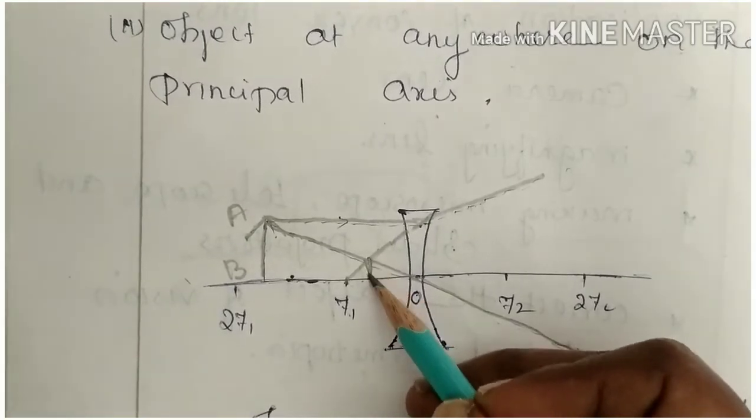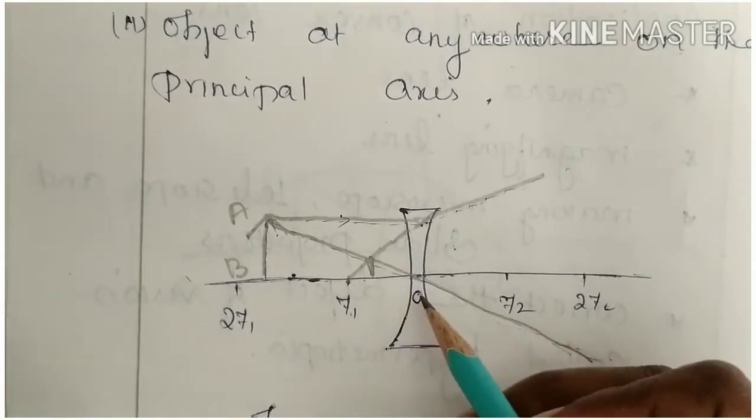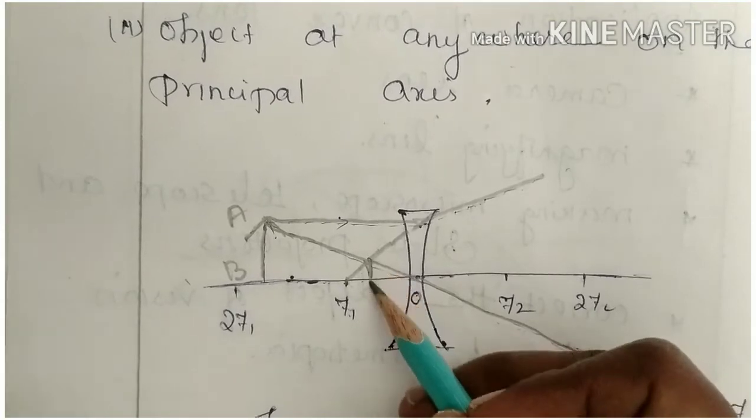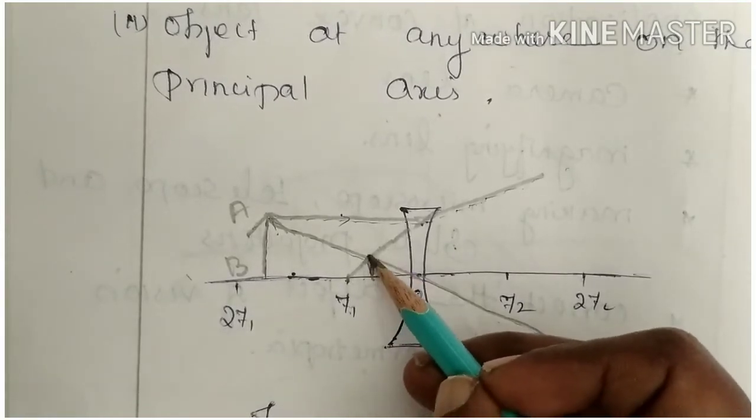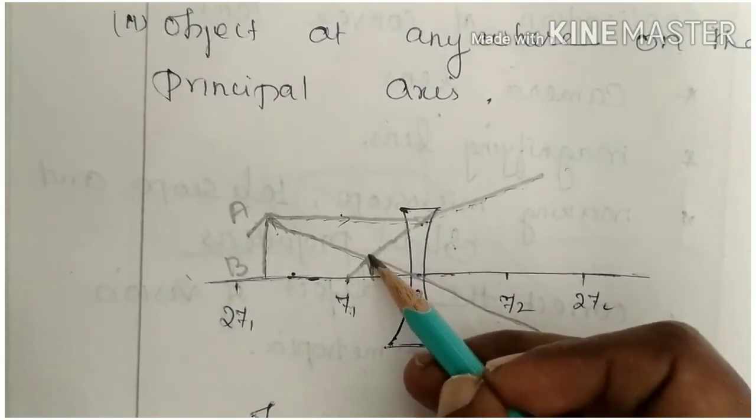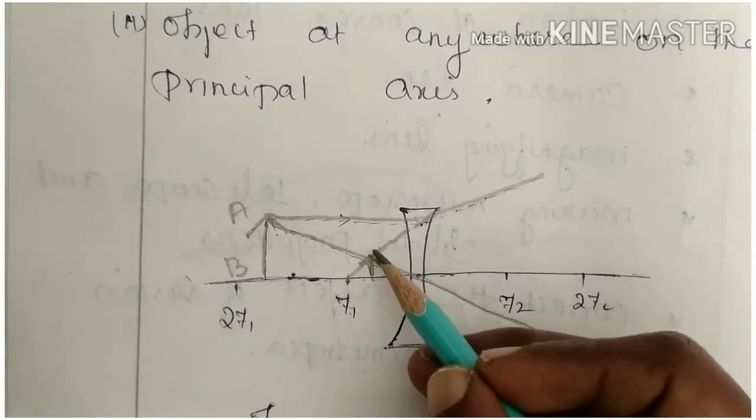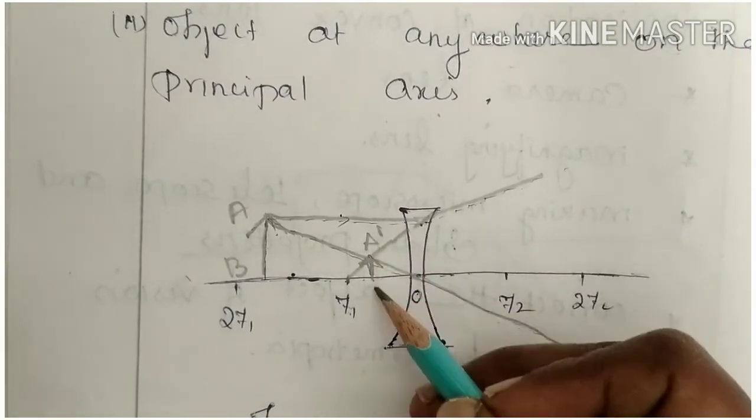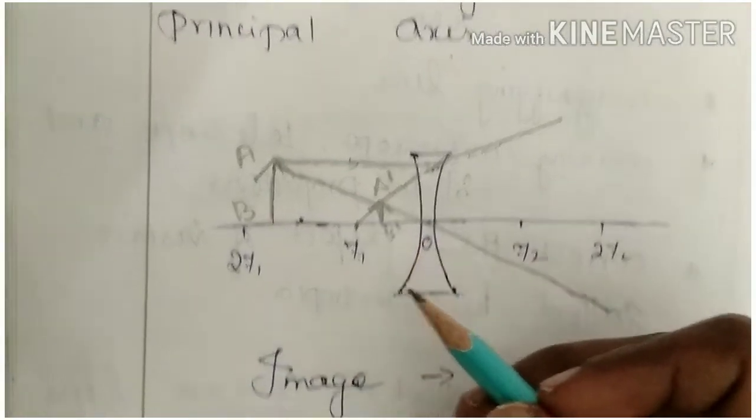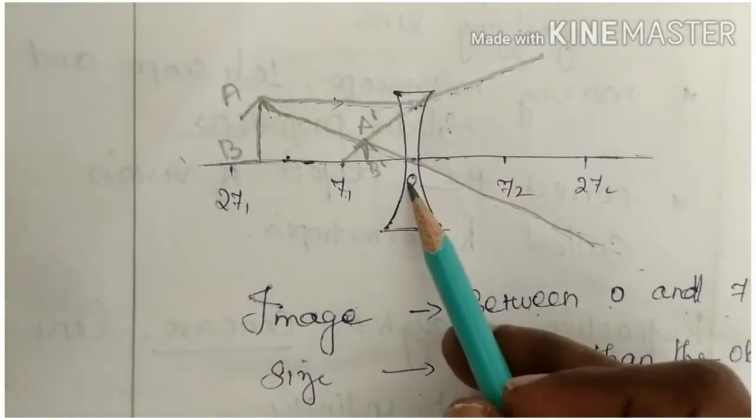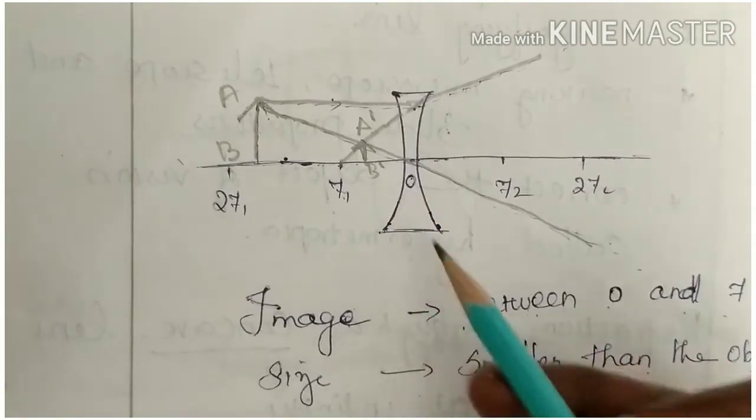The image is formed between the optic center and the focus. Between these two points only the image is formed. This is the position of the image. Let us take A dash and B dash as the position of the image. So where is the image formed? Between the optic center and the focus.